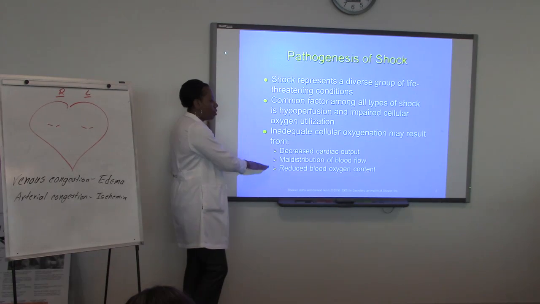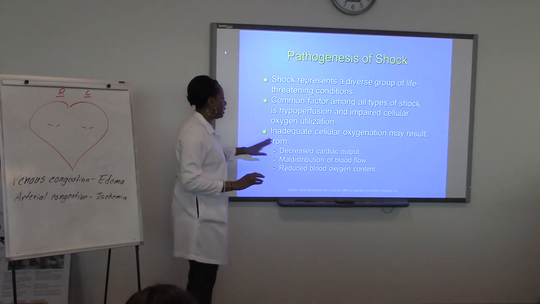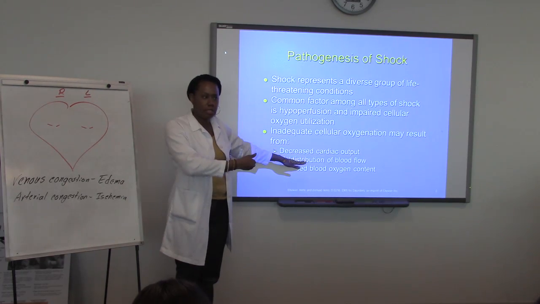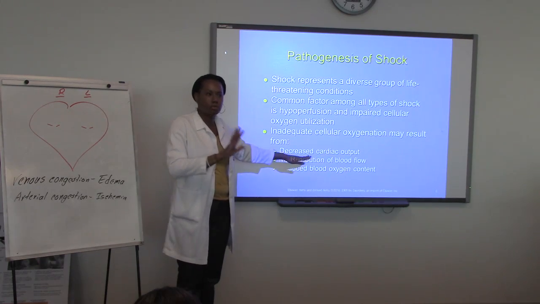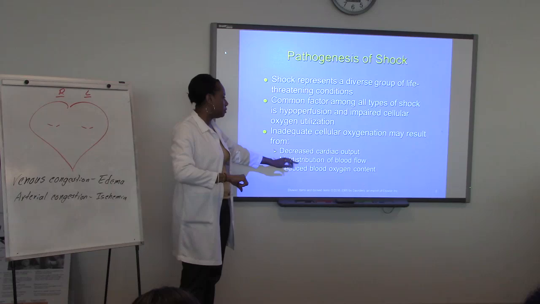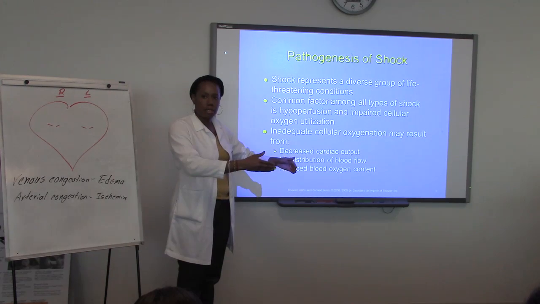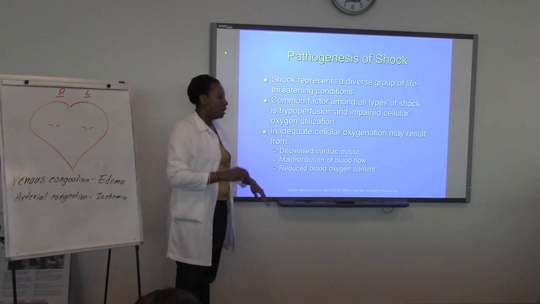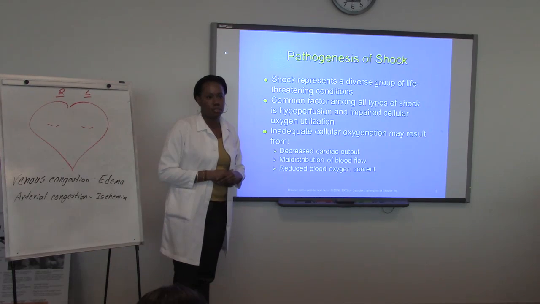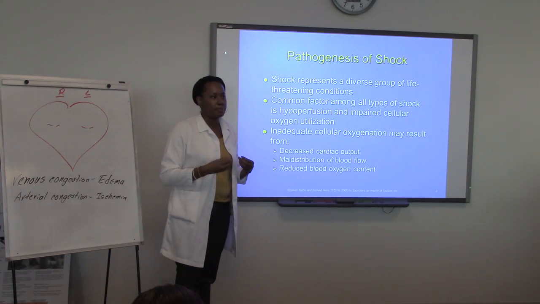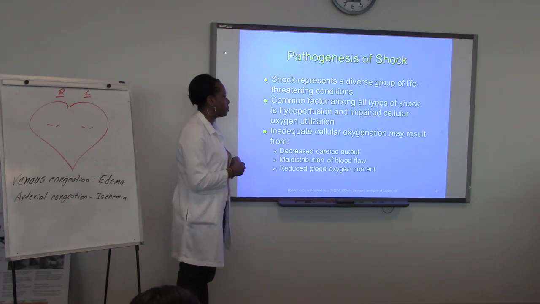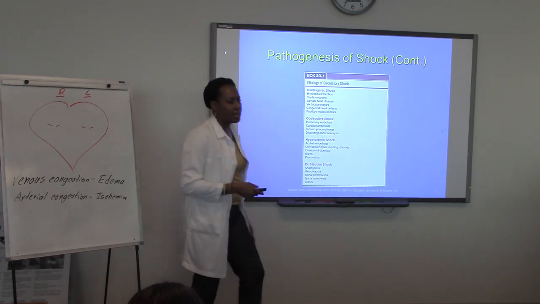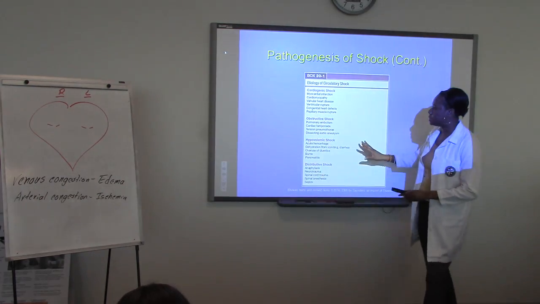Now, we will go over in detail the pathogenesis in a second, but impaired cellular oxygenation may result from decreased cardiac output, so just like all the other things that we went over, so say a person undergoes heart failure or some sort of valvular issue, whatever, cardiac output is low. Or if blood flow is not distributed properly, so let's say, for example, a person maybe has a blood clot somewhere and blood flow is being blocked, or reduced blood oxygen content. So if there's a low oxygen content in blood, then that can also lead to this type of shock situation. Okay. So that's that.